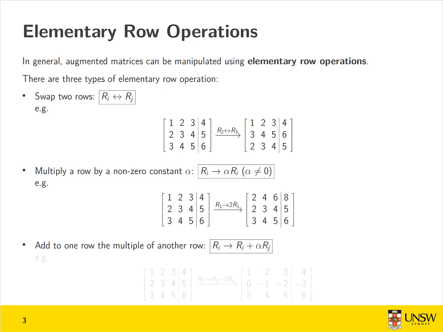The final type of row operation allows us to add one row to the multiple of another row. This is written as turning any row Ri into Ri plus some scalar alpha times another row Rj. Note this can also be thought of as subtracting a multiple of one row from another whenever the scalar is negative. For example, we could subtract 2 lots of row 1 from row 2 to achieve this matrix. The 0 comes from 2 minus 2 lots of 1. The negative 1 comes from 3 minus 2 lots of 2, etc.